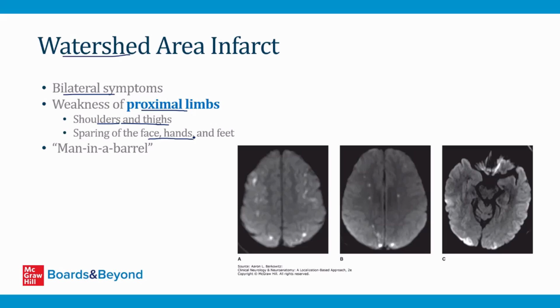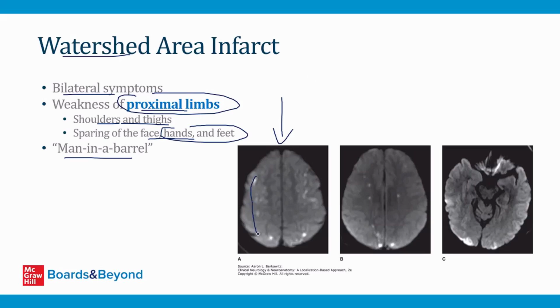So the clinical presentation of a person who's had a watershed area infarct is sometimes described as a man in a barrel. Basically, the patient is able to move their hands and feet, but they can't lift their arms or legs, and that's because of weakness of the proximal portion of the limbs. And here's a nice picture shown here on this slide of someone who's had a watershed area infarct.